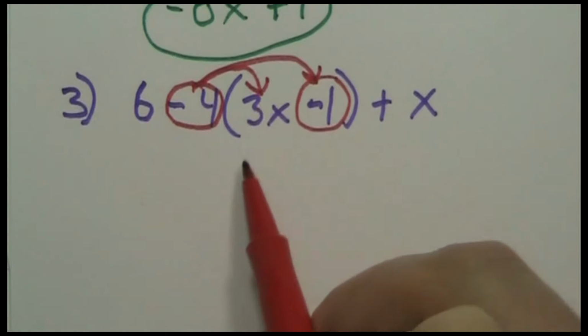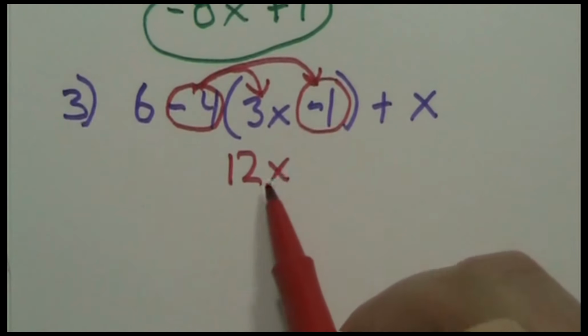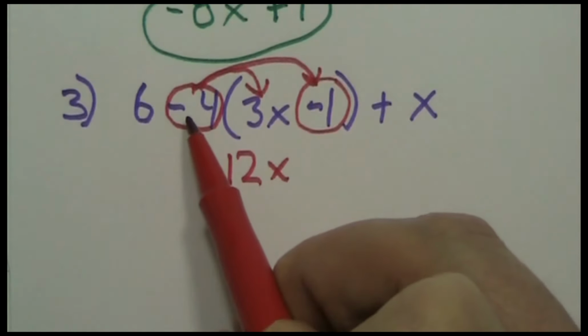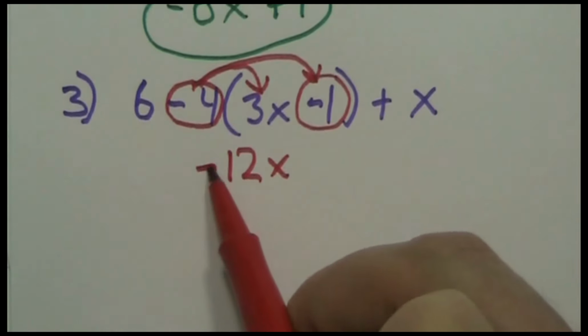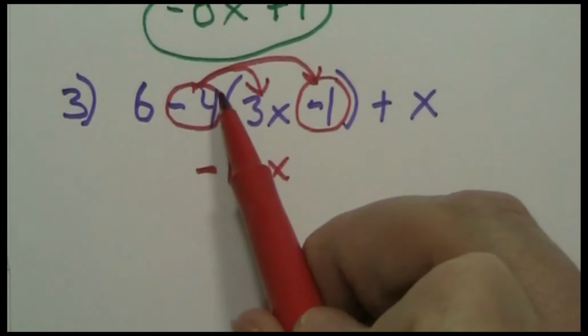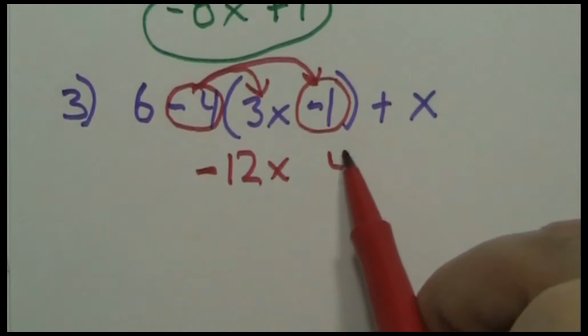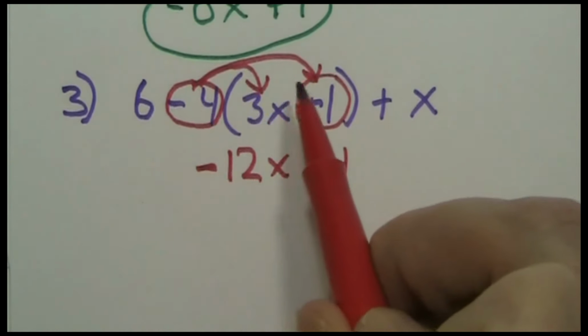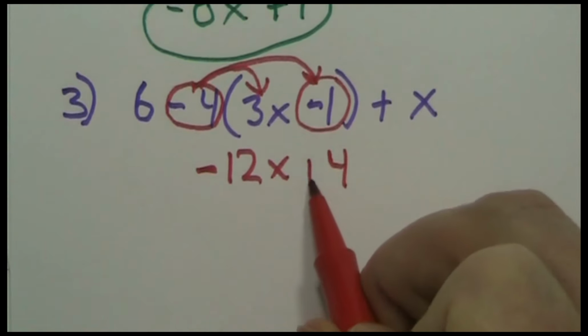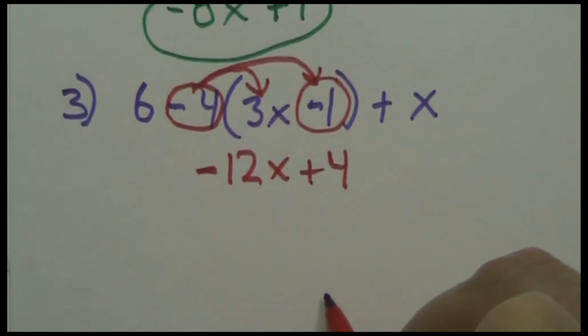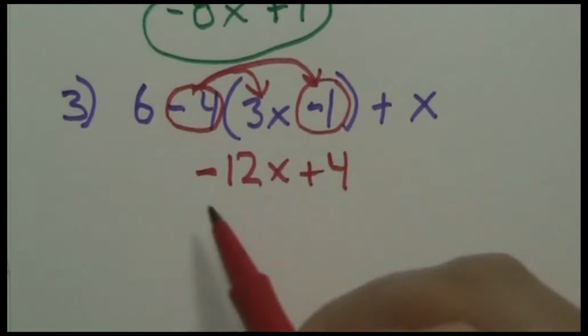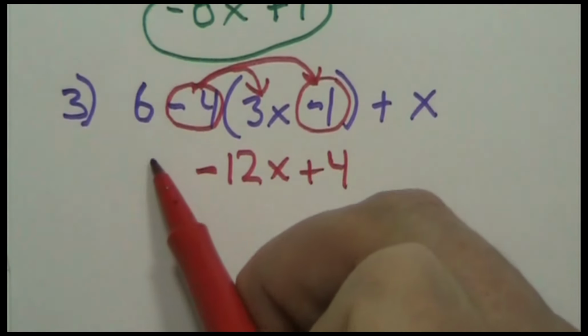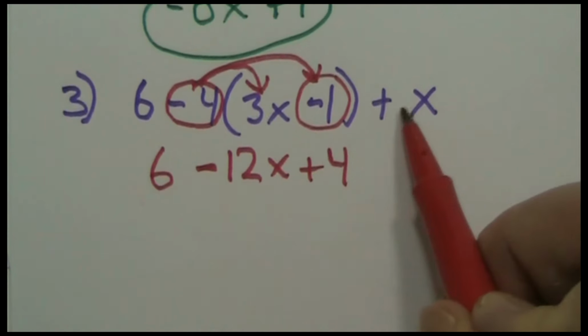So 4 times 3 is 12. It's 12x. And there's one negative. Okay, the next one, 4 times 1 is 4. And there are two negatives. You're multiplying two negatives. Negative 4 times negative 1. Well, that would make it positive. Two negatives cancel when multiplying. Now I'm just going to bring the rest of it down. I have this 6. And I have this plus x.